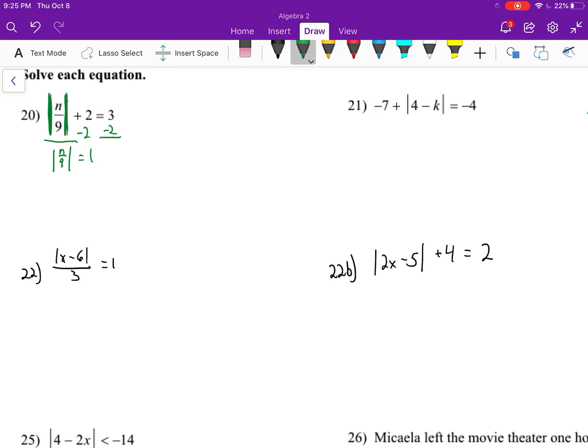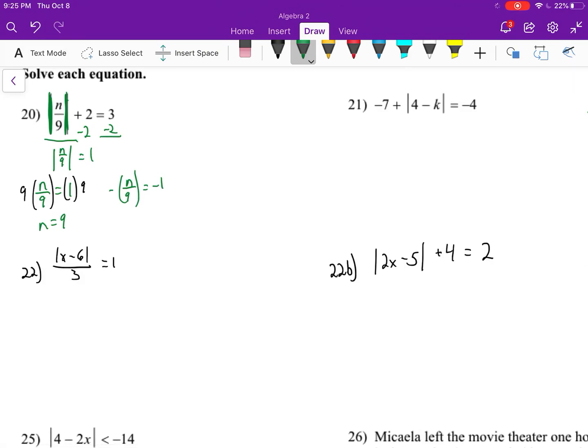The next part says split into two equations. We leave this first one as is. So we're taking the absolute value, and we're thinking, well, this absolute value is just equal to itself because it's positive. But it could be negative, so the absolute value would be equal to its opposite. You just put an opposite out here. And then you solve these individually. Multiply by 9, because n is being divided by 9, so multiply both sides by 9. We get n equals 9.